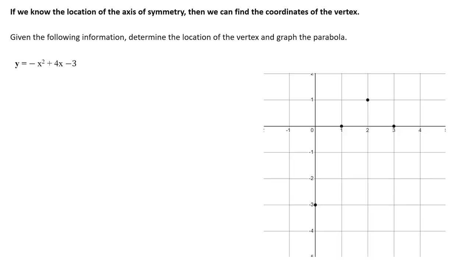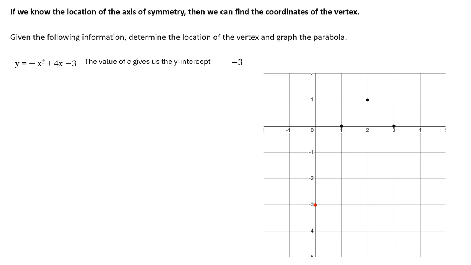Now in this example, we're given an equation y equals negative x squared plus 4x minus 3. We can see right away that the value of c is negative 3, which tells us that our y-intercept is going to be negative 3. So we can just plot that in.